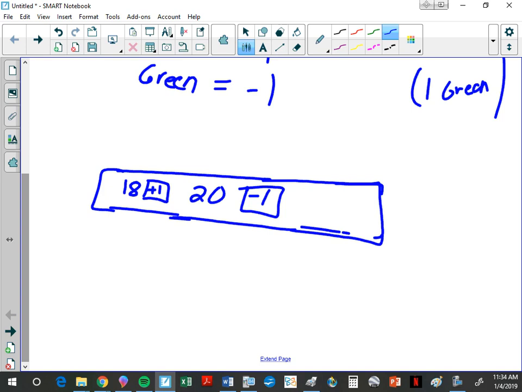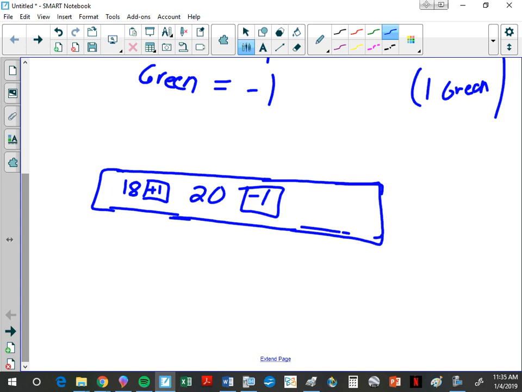So what is the sum of all of the tickets in the box? -2. I have 18 plus 1s, and I have 20 negative 1s. Add those together, I get -2. What does the sum of the box mean? You're expected to lose $2 every 38 spins. Now that's not going to happen, but on average, that's the end result.